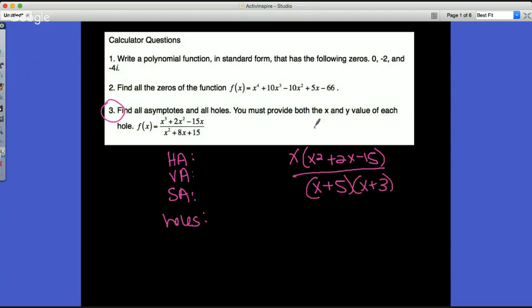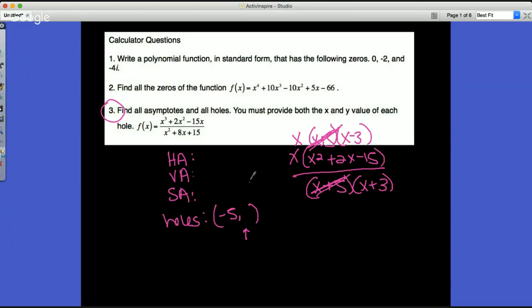Notice at the top too, we can also factor that to be equal to x on the outside times x plus 5 and x minus 3. So as I look, what can I cancel out? I take out an x plus 5, where the hole would now be at negative 5, comma, and now we're going to look and see what is the y that I'm going to get out from this. Now, notice that since we have a hole here, it can't be an x-intercept and it can't be a VA. So once it's a hole, it can't be anything else.